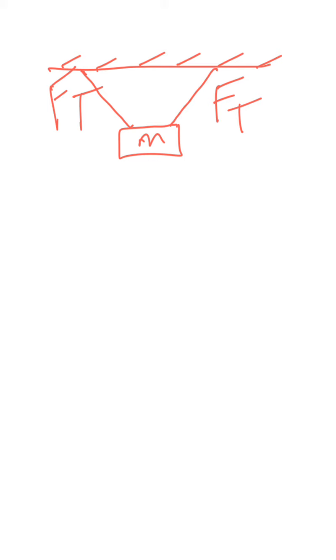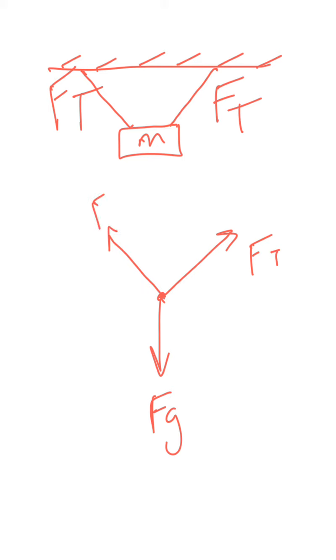It's being hung by these two strings at an angle, right? They're not perfectly up and down, they're at an angle, and they both have their own tension. So the free body diagram would look like this. You'd have force of gravity here, and you would have tension here of one of them, tension here of the other one, and that's it. So that's Ft and Ft.